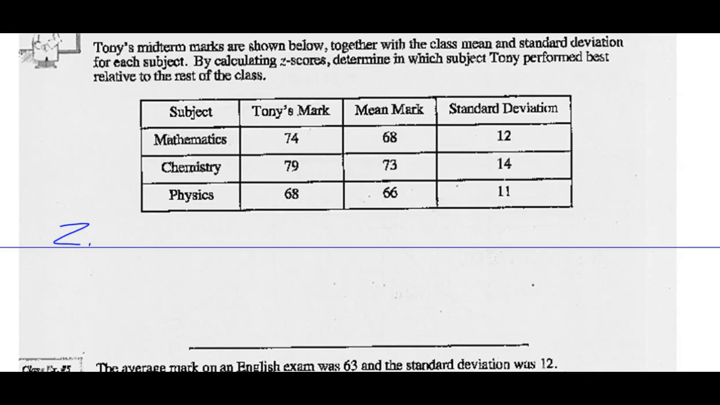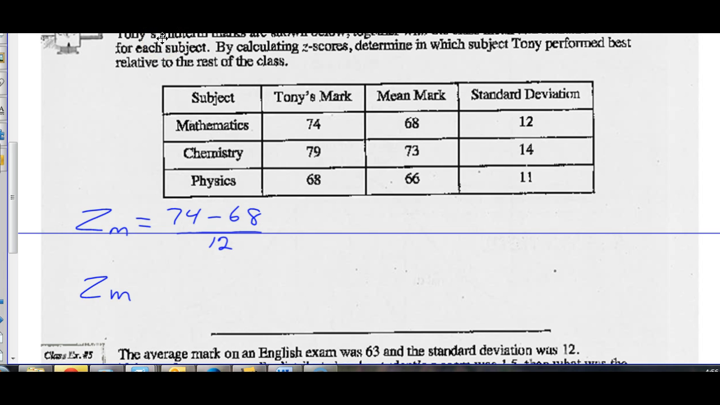So let's find the z-score of mathematics. He scored 74, that's the x value. We have to subtract the mean from that. We're told the mean of the math exam was 68. We have to divide that by the standard deviation, which is 12. So his z-score in math would be 6 divided by 12, or 0.5.